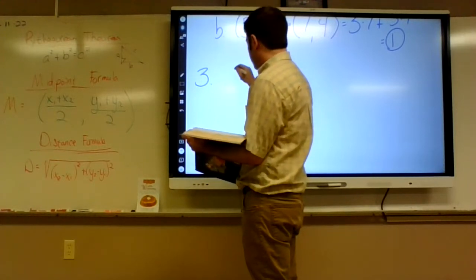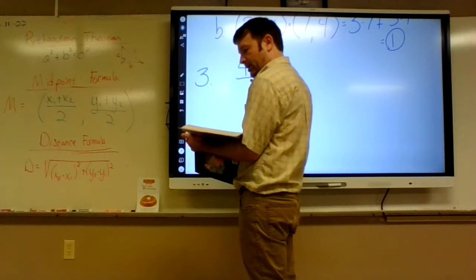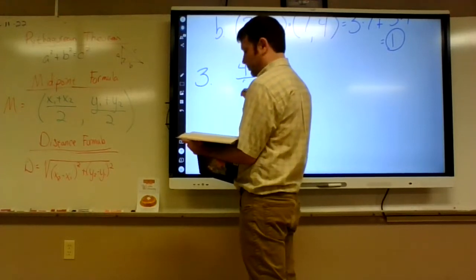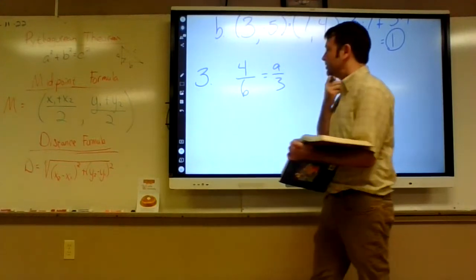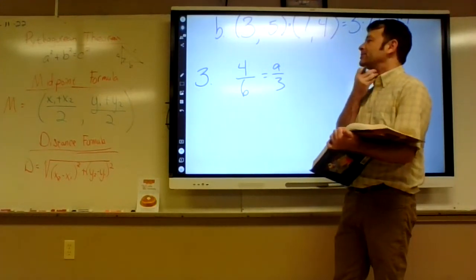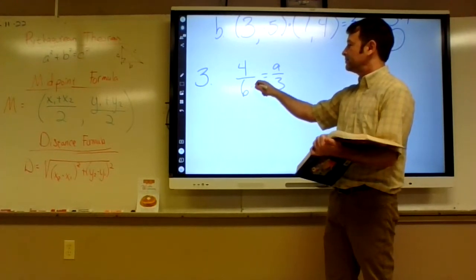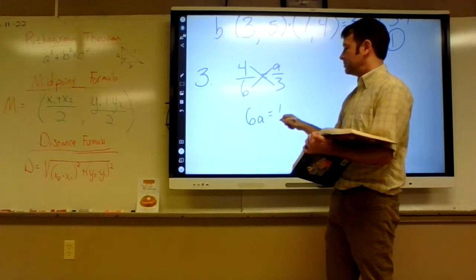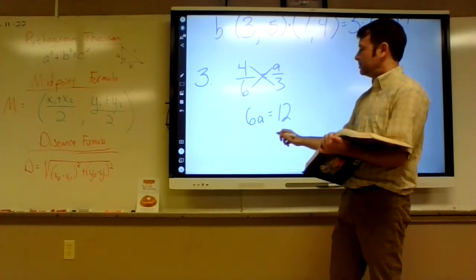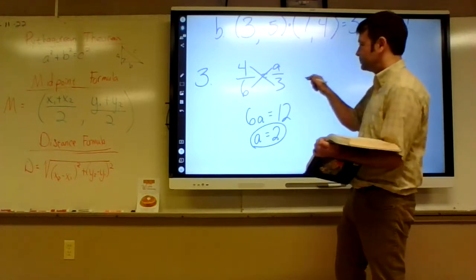So the answer is 2. No, the answer is A. You could do 4 over A equals 6 over 3, or you could do 4 over 6 equals A over 3. Either way, it's going to work. How would we solve that, assuming we didn't already know the answer? You just cross multiply: 6 times A is 6A, and 4 times 3 is 12. Then you divide by 6. A is 2. Bingo.